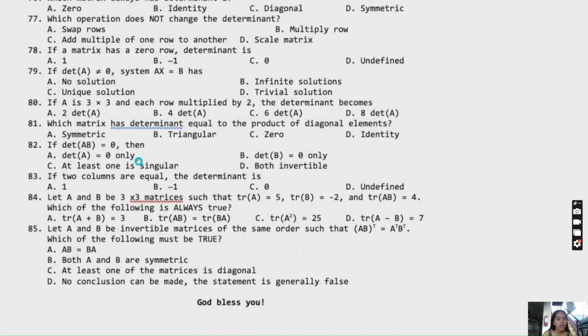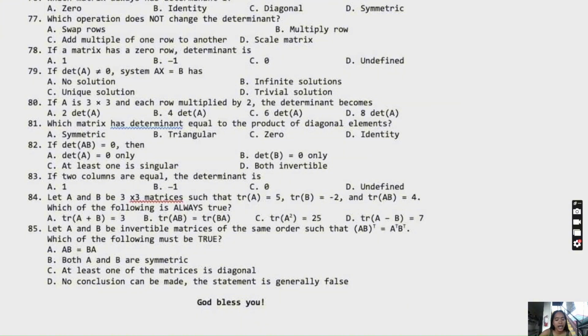If a matrix has a zero row, the determinant is letter C, 0. Because if a matrix contains a row where every entry is 0, then the determinant is automatically 0. That's why the answer is letter C. So let's proceed to item number 79. If determinant A is not equal to 0, system AX equals B has, again, the answer of this is a unique solution because it's not equal to 0.